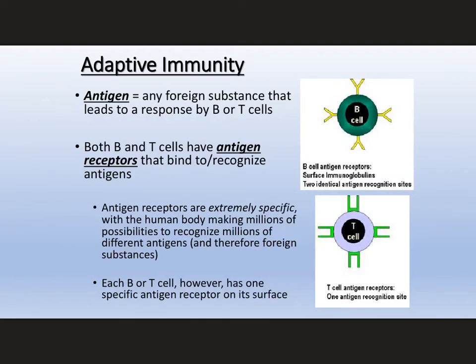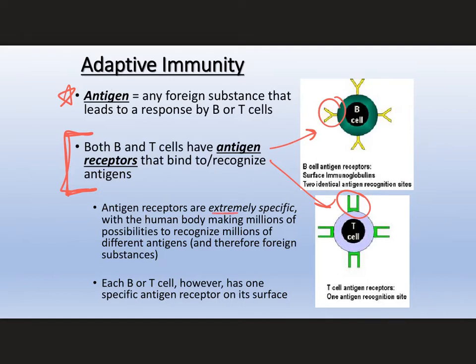Now, before we move forward, I just want to make sure you're good with a couple different vocab terms. The first is antigen. An antigen is any kind of foreign substance that leads to an adaptive immune response. So it's any kind of foreign thing that comes into your body that your B or T cells will respond to. The way they do that is receptors. They have antigen receptors pictured here. They show these B cell receptors looking like Y's, and these T cell receptors looking more like H's or U's, I guess.